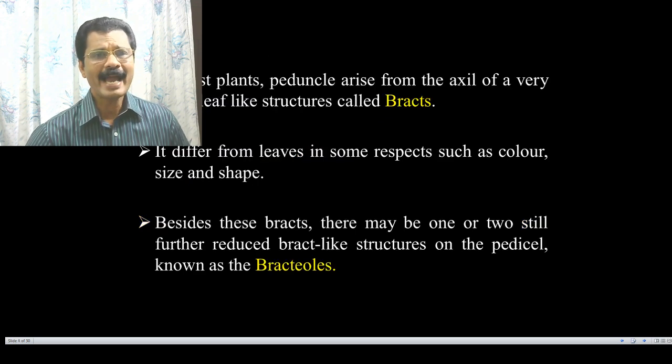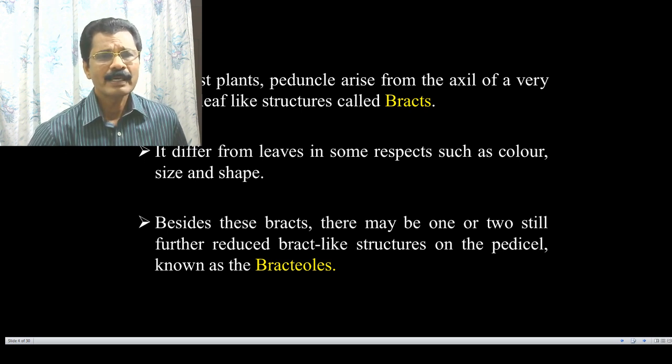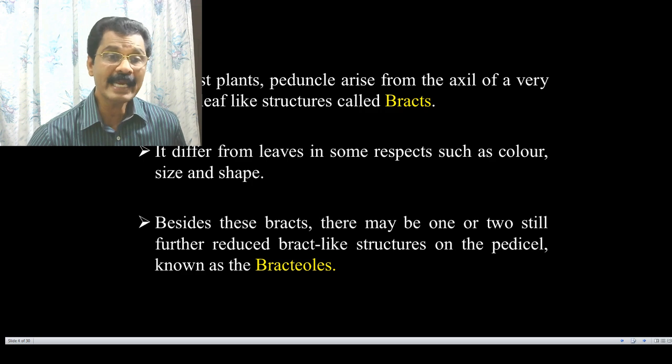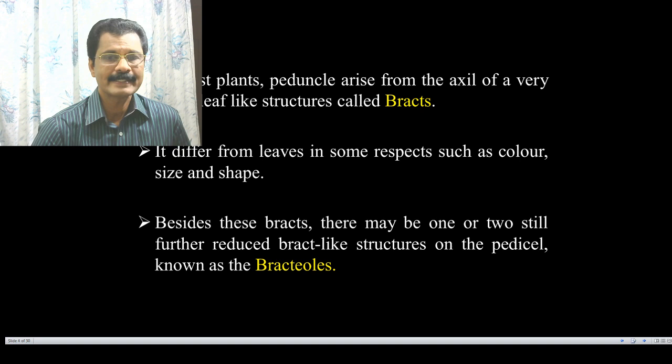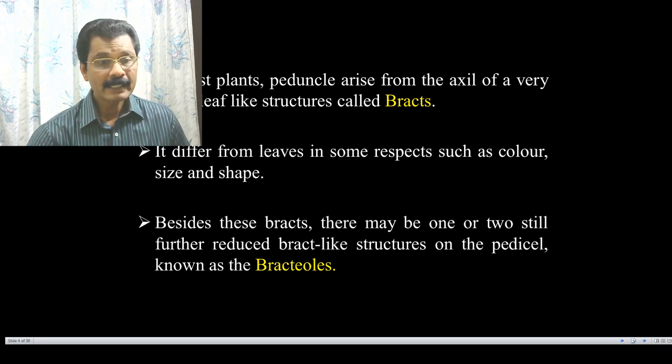In most plants, the peduncle arises from the axil of very small leaf-like structures called bracts. They differ from leaves in some respects such as color, size and shape, as you know. Besides these bracts, there may be one or two still further reduced bract-like structures on the pedicel, known as bracteoles.